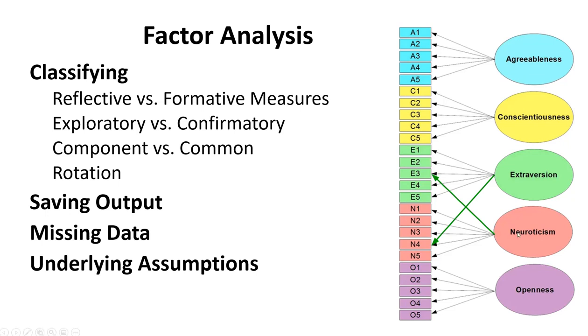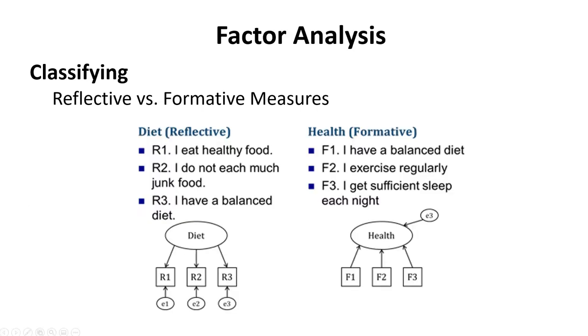We're going to talk about 4 ways to classify factor analyses: saving output, missing data, and underlying assumptions. Anytime you deal with a group of measures, it's important to understand whether they are reflective or formative. Conceptually, a reflective measurement model happens when the indicators of a construct are considered to be caused by that construct. Reflective measures are associated with survey instruments that are meticulously designed by researchers. They are concerned about constructs, as I have mentioned, and each item should replicate one another.